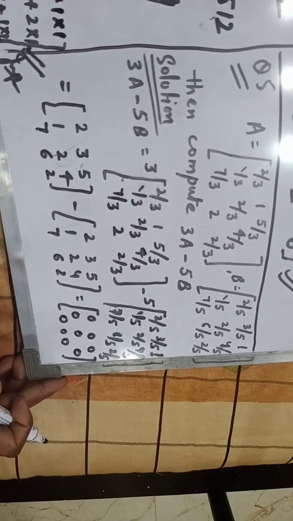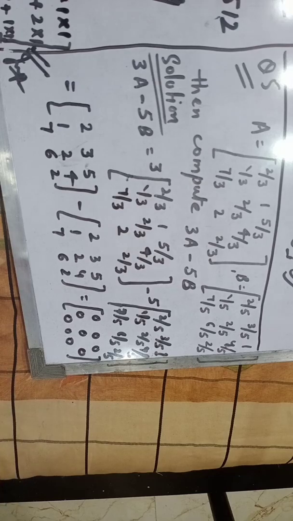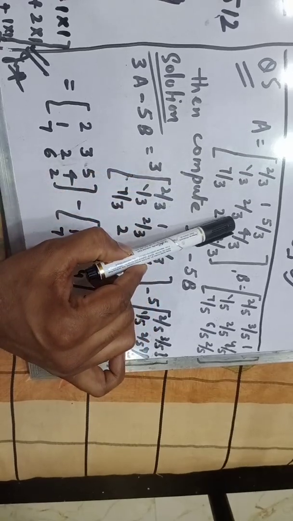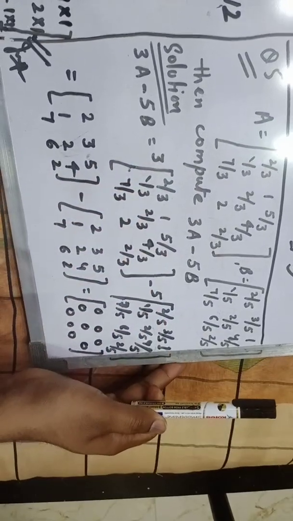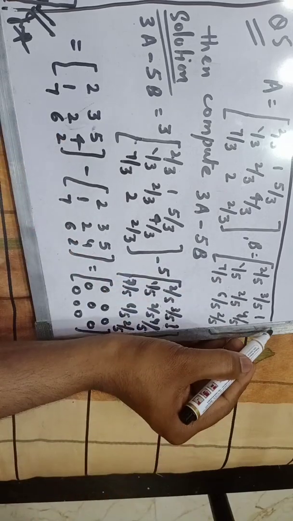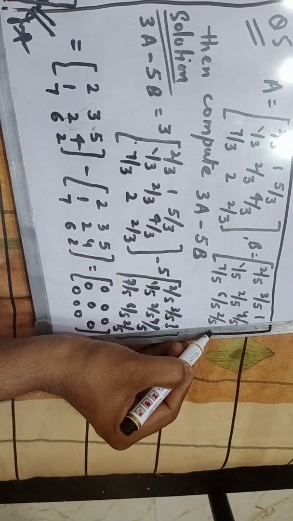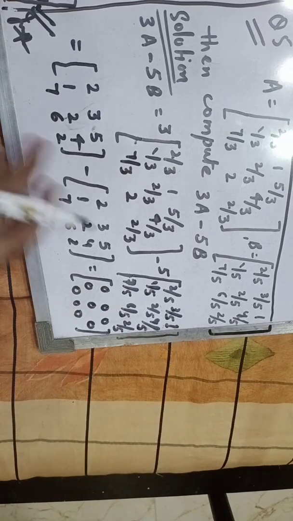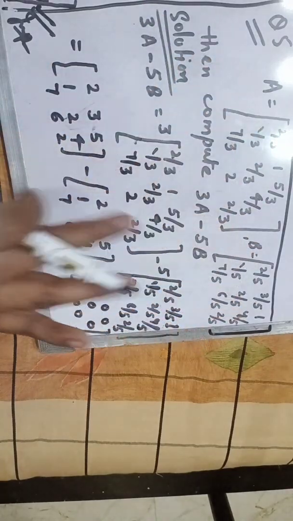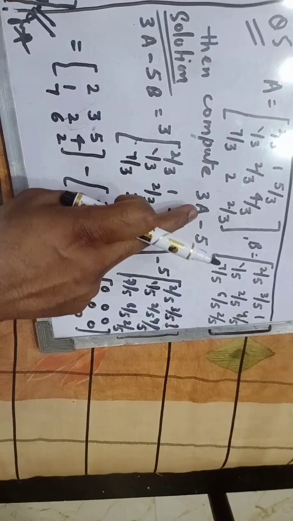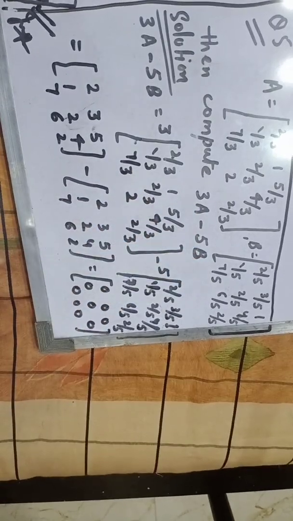Yes. Your next question is question number 5 of the same exercise, that is 3.2. This is your fifth question. Here the A matrix is given to you, and similarly the B matrix is given to you. I don't have space, so that's why I'm writing this bracket here. Both A and B matrices are given, and you have to compute 3A minus 5B.